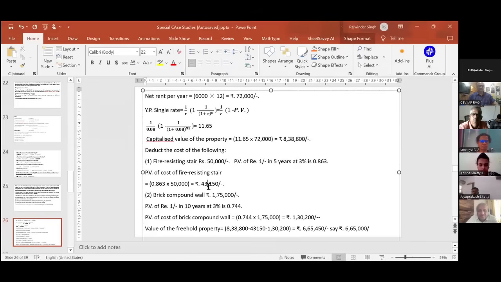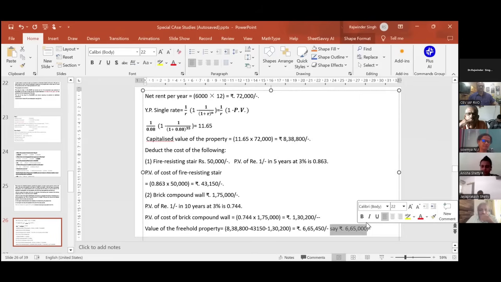So you calculate its present value, it is 43,150. And similarly, present value of 1,75,000 at 3% for 10 years. Factor is 0.744. Its present value is 1,30,200. So out of this capitalized value of 8,38,000, you deduct these two expenditures, their present value. So the value of the asset is 6,65,000 approximately.